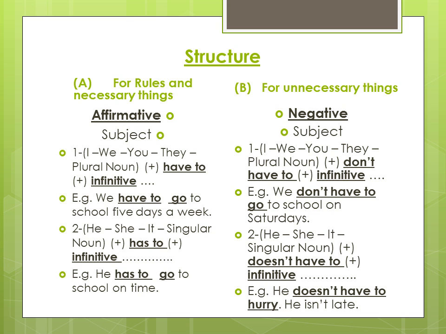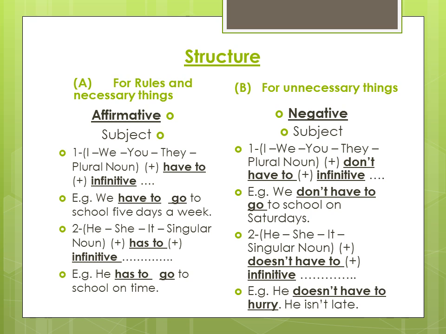For example, we have to go to school 5 days a week. Here we do not have the choice. It is a school rule. So to follow these rules لنتبع هذه القواعد we use have to. We don't have the choice. And here we use have to because the subject الفاعل is we.